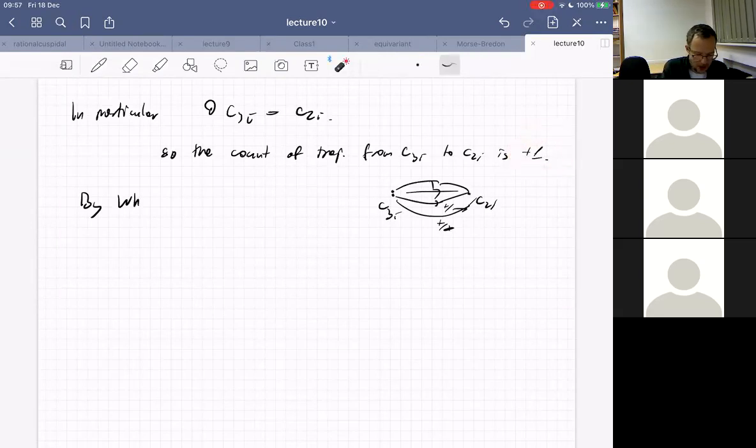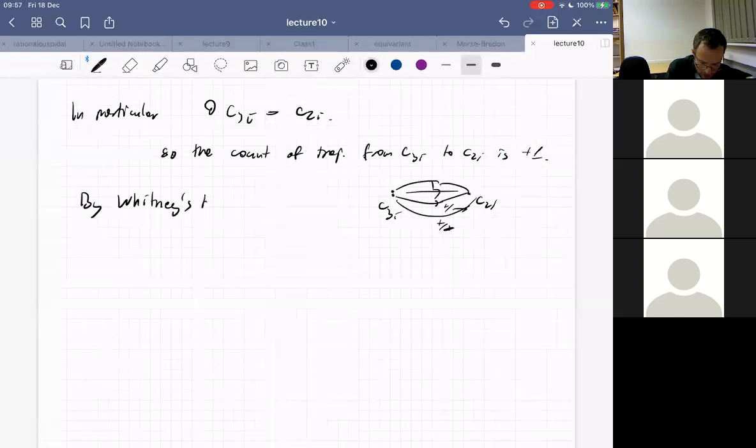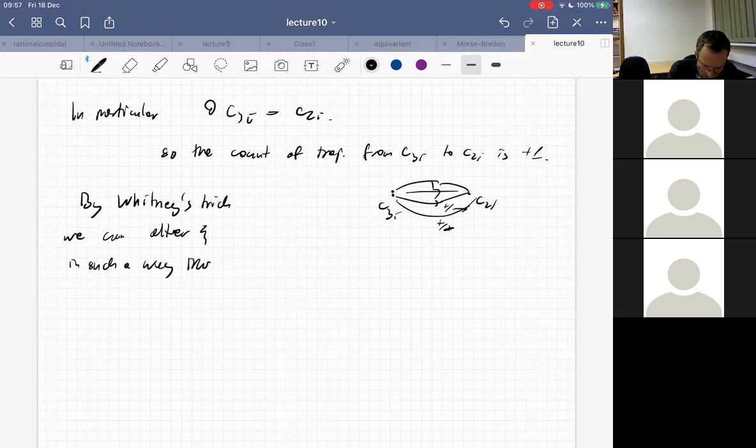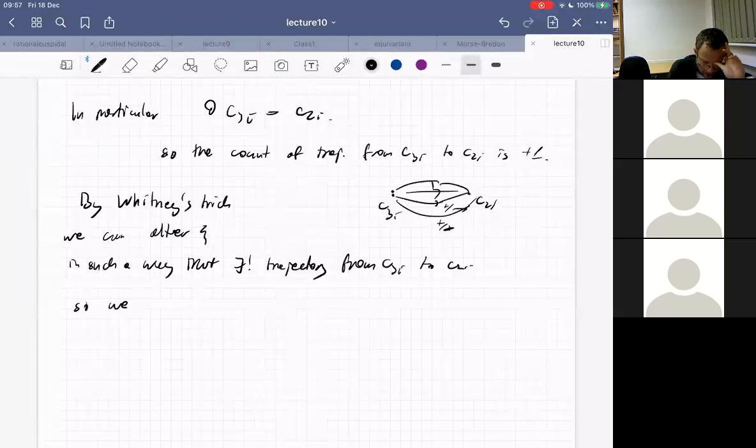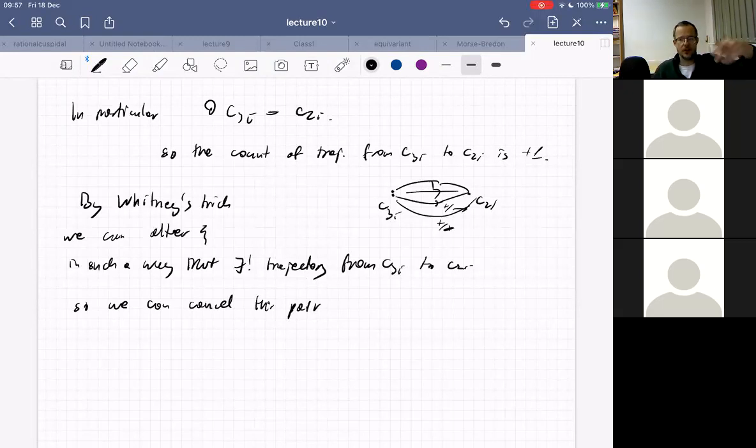That's a homological statement. And now by the Whitney trick, we can alter Xi in such a way that there is a single trajectory from C3i to C2i. So we can cancel this pair without affecting other critical points, and then we move on until we have cancelled.